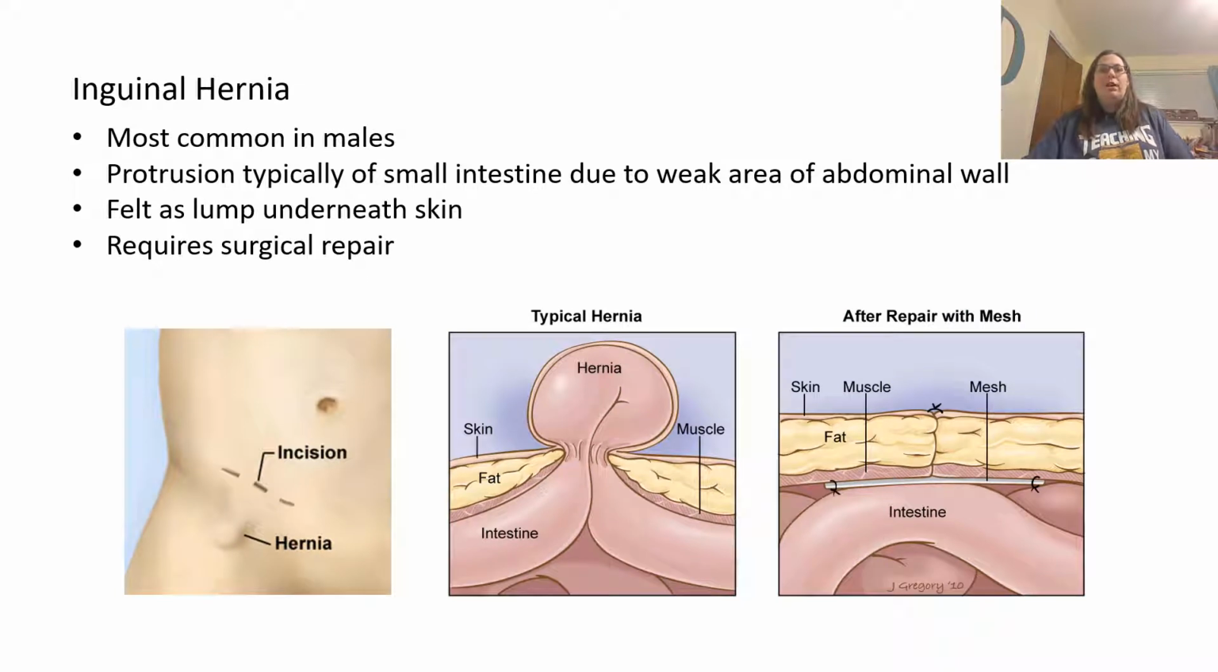So an inguinal hernia is a protrusion of the small intestines through the abdominal wall, and this is where the abdominal muscles have gotten weak and the intestines actually come out. It's felt as a lump underneath the skin, and this is most common in males, but this does require surgical repair. They have to place the intestines back where they're supposed to go, and then they have to reinforce that weakened area, and they normally do this by inserting a type of mesh.